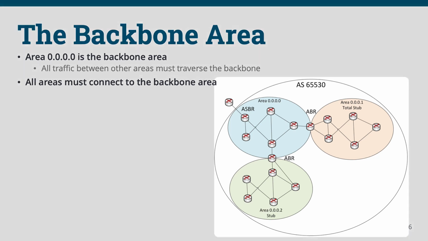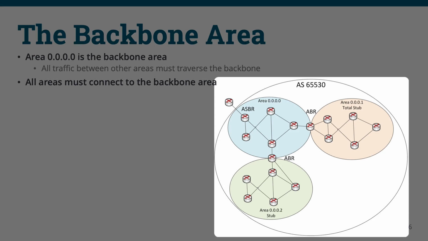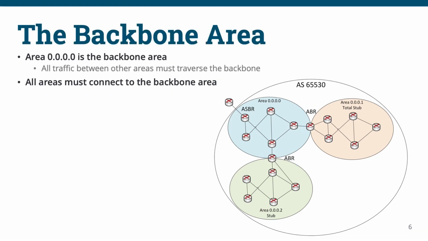In our diagram here, the backbone area is the blue area, Area 0. We see that the two non-backbone areas, Area 1 and Area 2, are both directly connected to the backbone area via the ABRs here. Now, let's take a closer look at the non-backbone areas, or general OSPF areas.